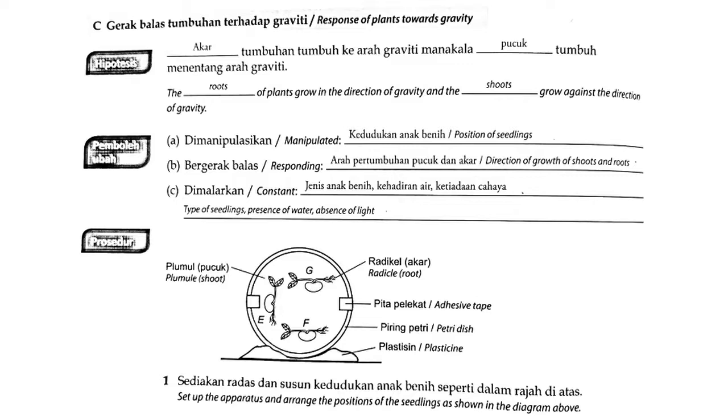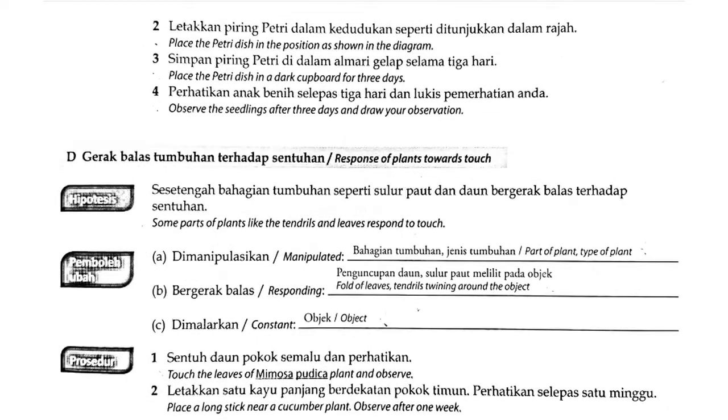Procedure: set up the apparatus and arrange the positions of the seedlings as shown in the diagram above. Place the Petri dish in the position as shown in the diagram. Place the Petri dish in a dark cupboard for 3 days. Observe the seedlings after 3 days and draw your observation.